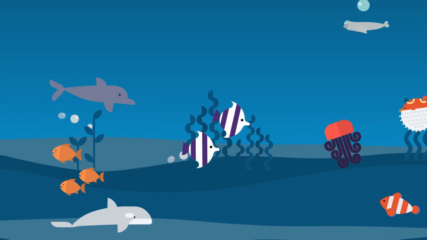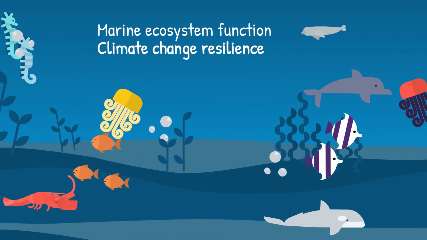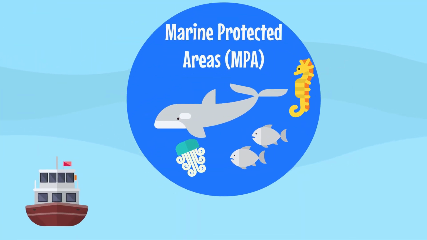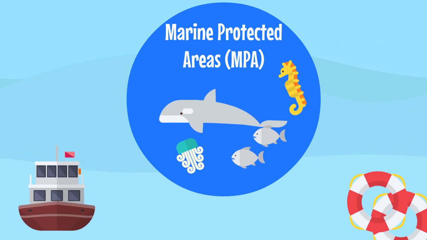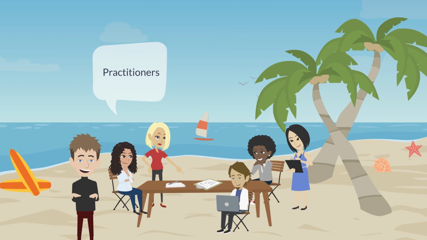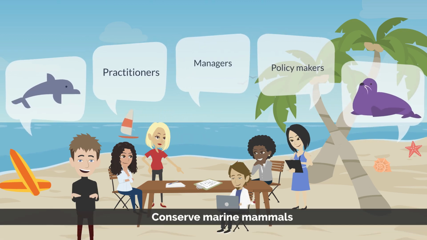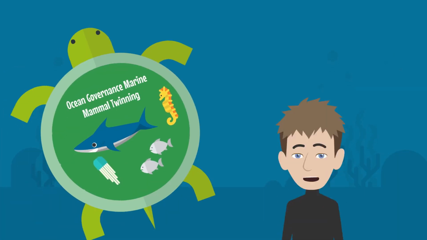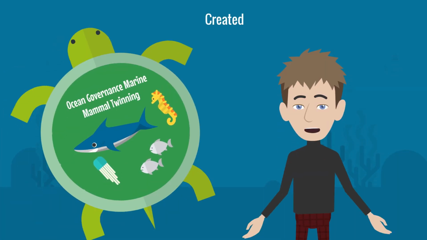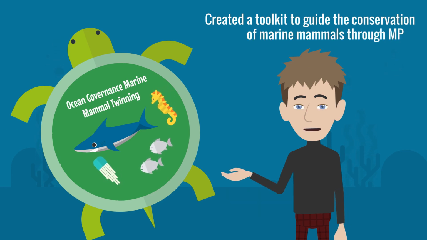Marine mammals play a crucial role in marine ecosystem function and climate change resilience. Marine protected areas, MPAs, are a common tool adopted to protect marine mammals. In order to empower practitioners, managers, and policymakers to effectively conserve marine mammals, the Ocean Governance Marine Mammal Twinning created a toolkit to guide the conservation of marine mammals through MPAs.